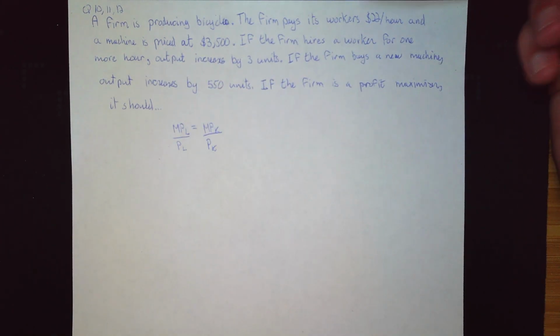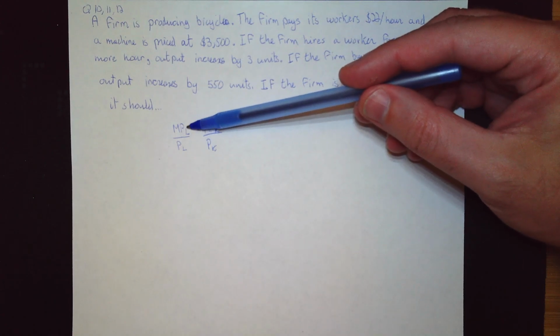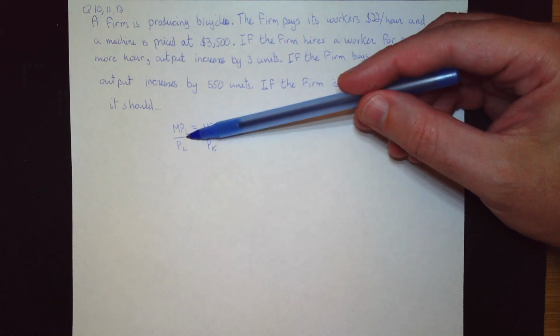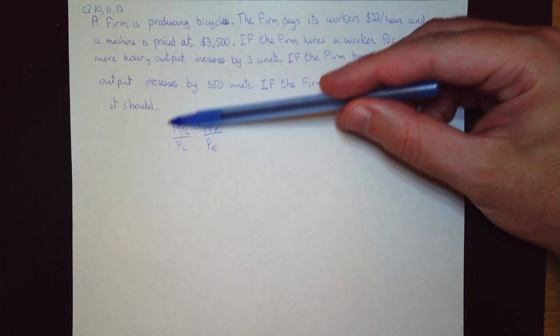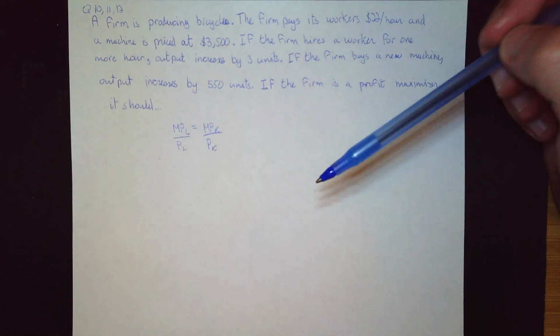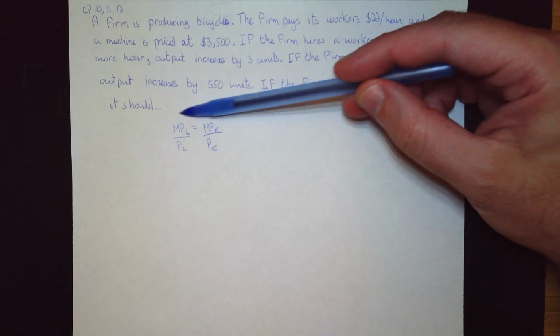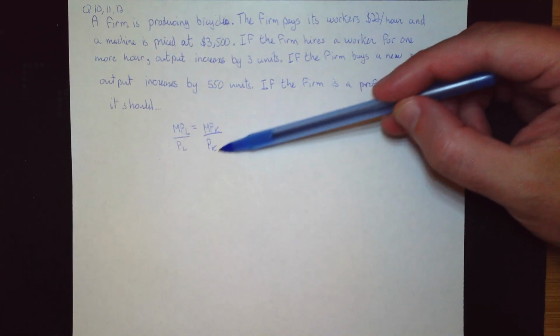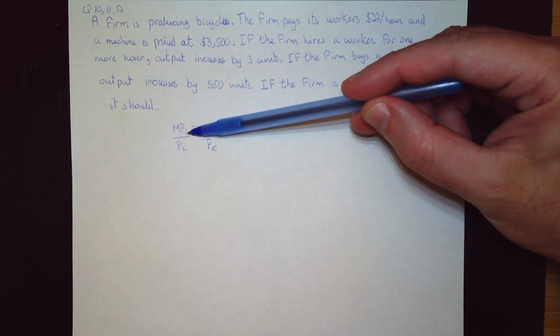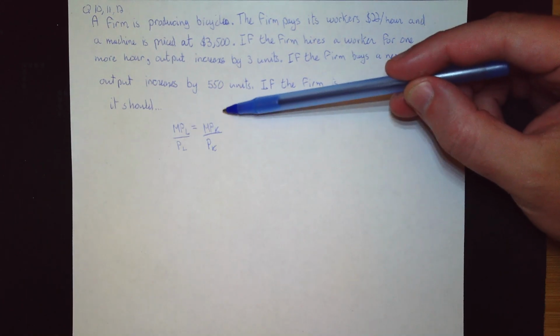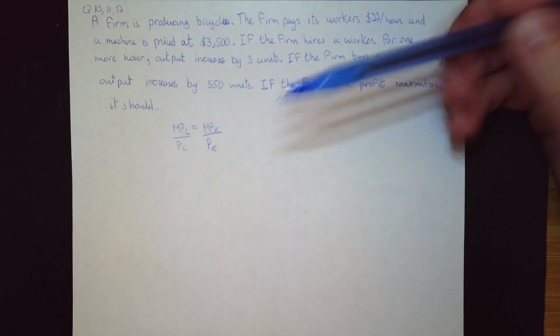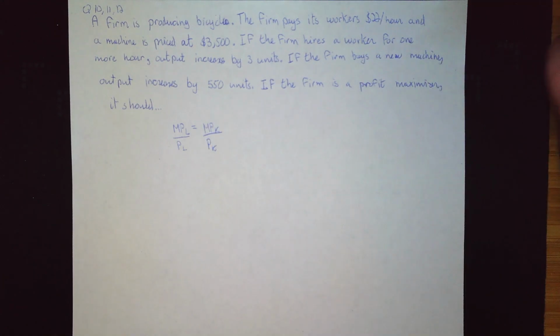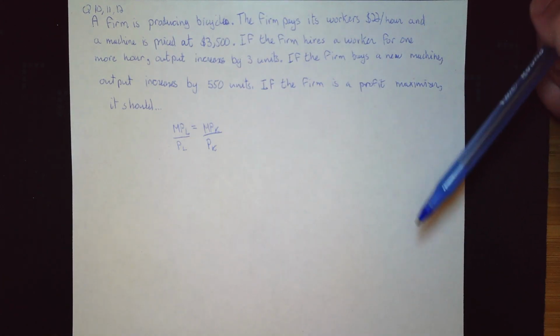Now, you should understand that when the firm hires more workers, the MPL decreases. So if this side was bigger, but then the firm realized that and starts hiring more workers and getting rid of some capital, MPL will go down, MPK will go up, and this equation will come closer to being equal. And the firm will keep doing that until they become equal.